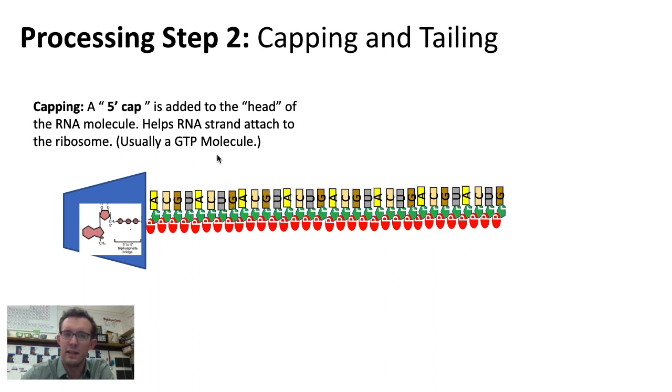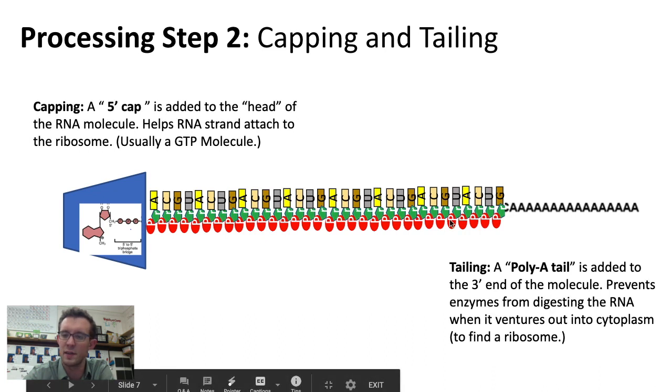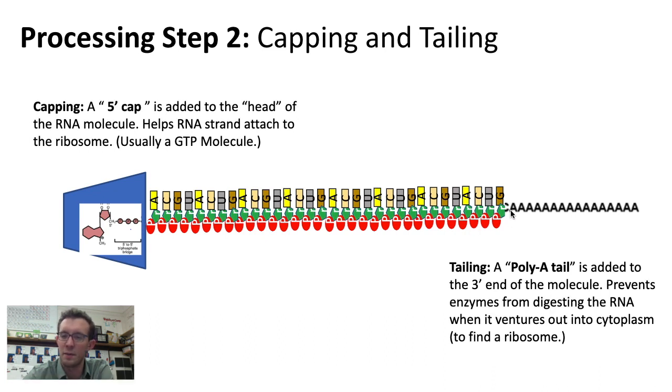Meanwhile, tailing of an RNA strand involves adding a poly-A tail. And that is adding a long series of adenines to the 3' end of the RNA strand. And what this does is that it prevents enzymes from getting a hold of and digesting this RNA strand while it's out venturing in the cytoplasm, bumping around looking for the ribosome.